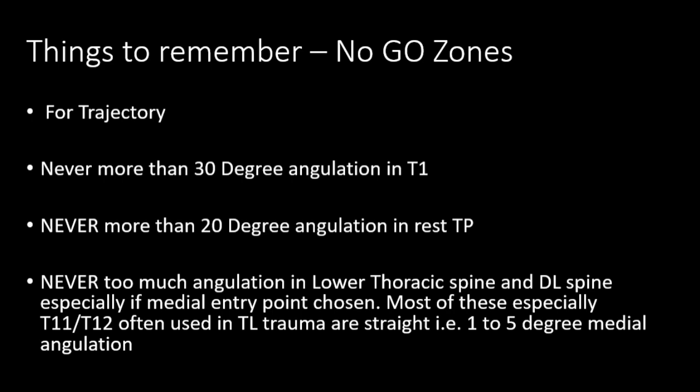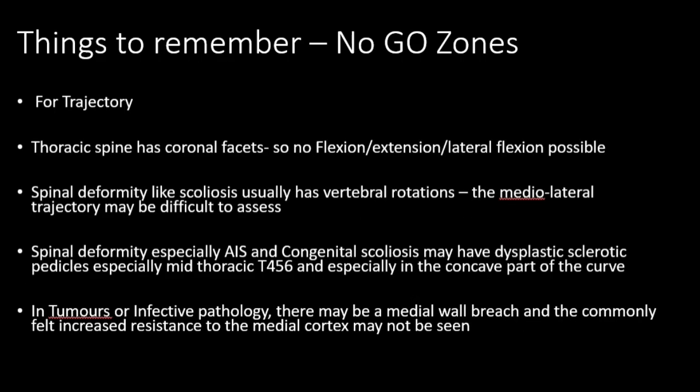Never too much angulation in the lower thoracic spine. In the lower thoracic spine, you have to be more careful because the cord is big, the spinal canal is small, and there is a high likelihood of medial breach. So medial angulation of the pedicle is very little in the lower thoracic spine. So T10, T11, T12, you have to be really careful when you are medially angulating the entry, the pedicle probe.